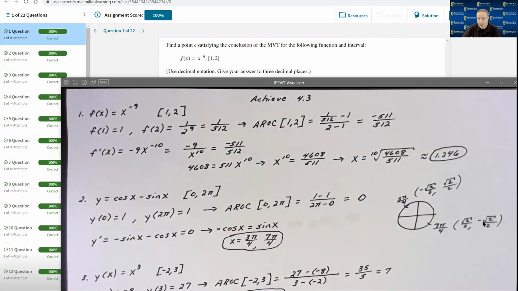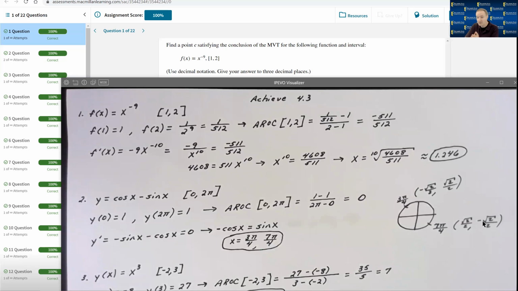So if we recall back to section 4.2, Rolle's theorem just said that if you have a function on an interval a, b, and you know f of a is equal to f of b, then there exists some point c in between a and b where the derivative at that value of c is 0. Okay, well, Rolle's theorem is merely a subset of the mean value theorem.